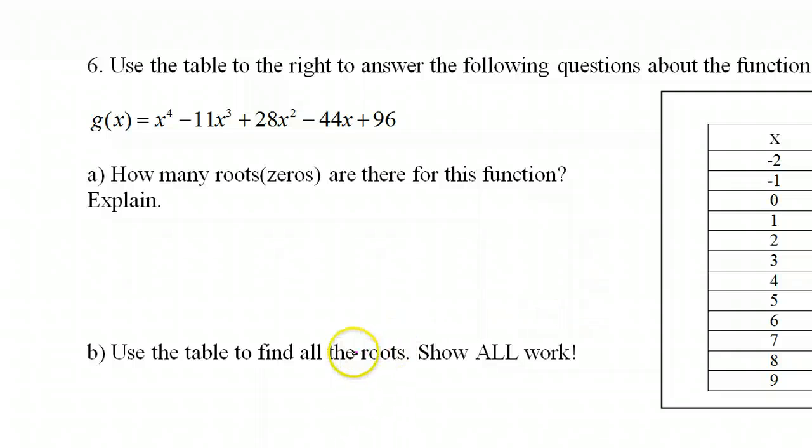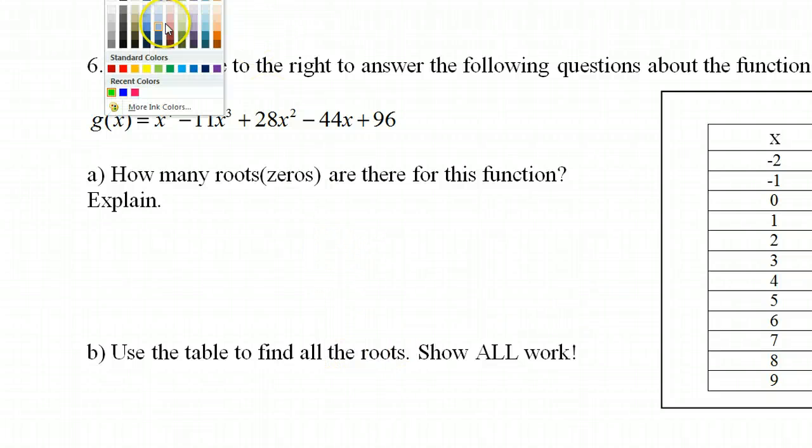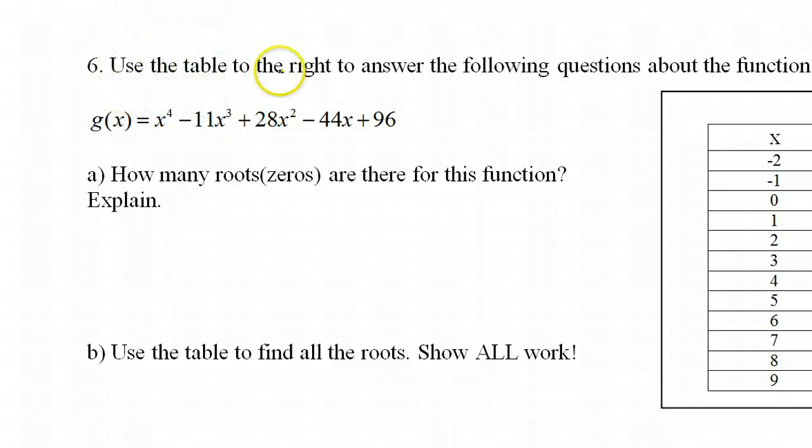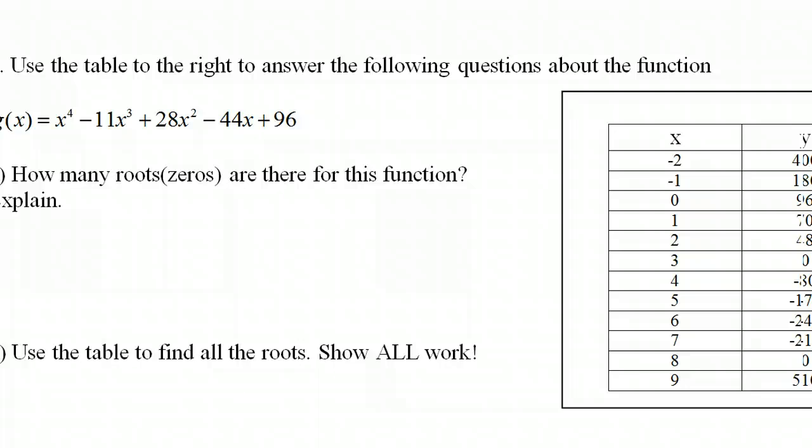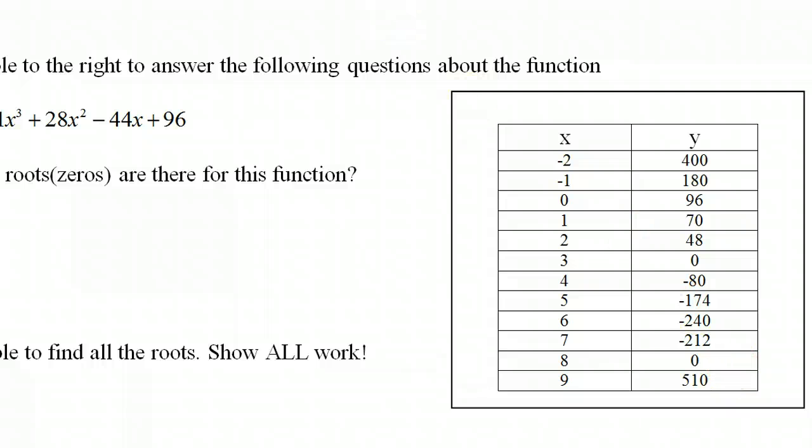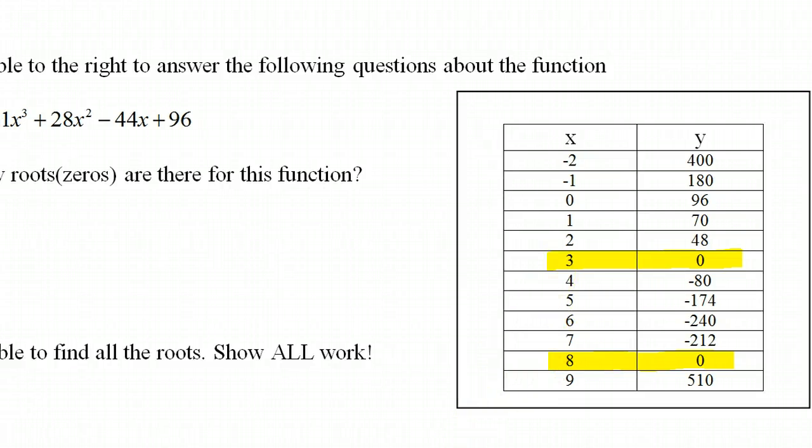Okay. Number 6. Use the table to the right to answer the following questions. Okay, look, the main part of this table is the zeros. You see the 0 right here? So that means 3 is a 0. See that 0? That means 8 is a 0. So we were given 2 zeros, 3 and 8. Notice that this 96, that's nothing. 3 and 8.